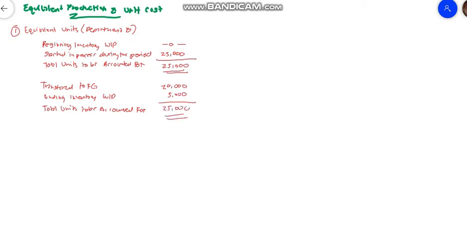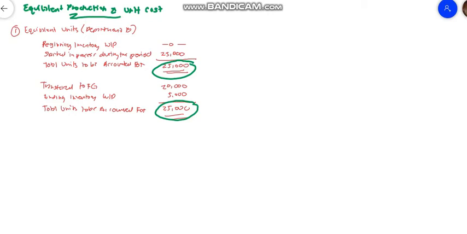So you can see here, the amount placed here, a bit here and here, is equal. And most of the time, this is equal. So this is actually something that you should master, or you should always keep in mind. Okay? So we're done with the total units to be accounted for. Now let's proceed with the equivalent units for each element.